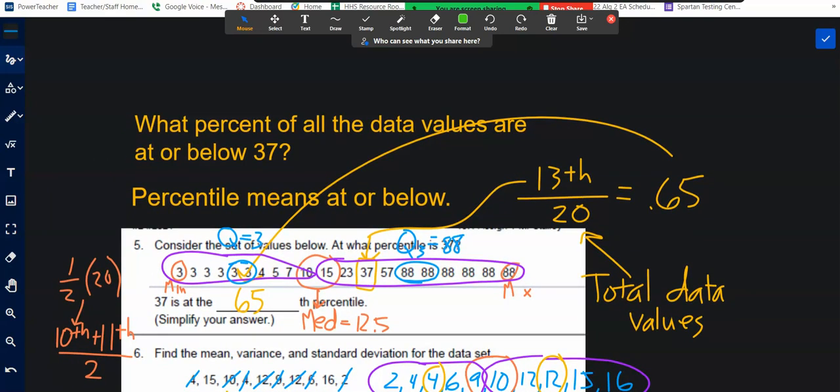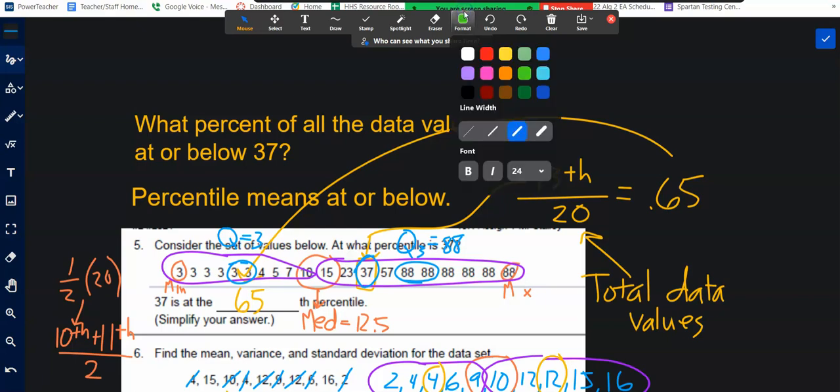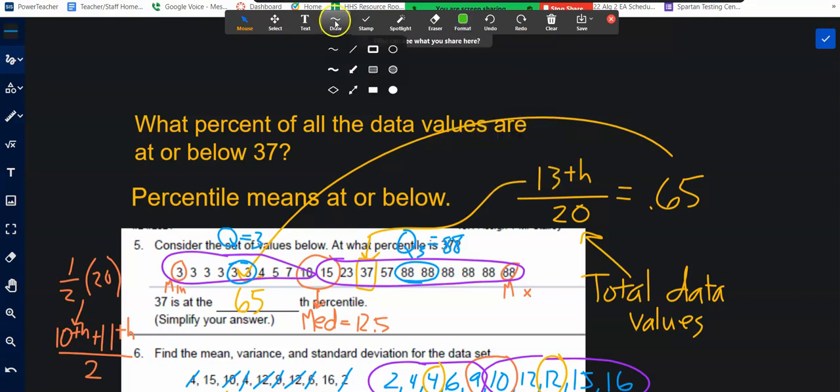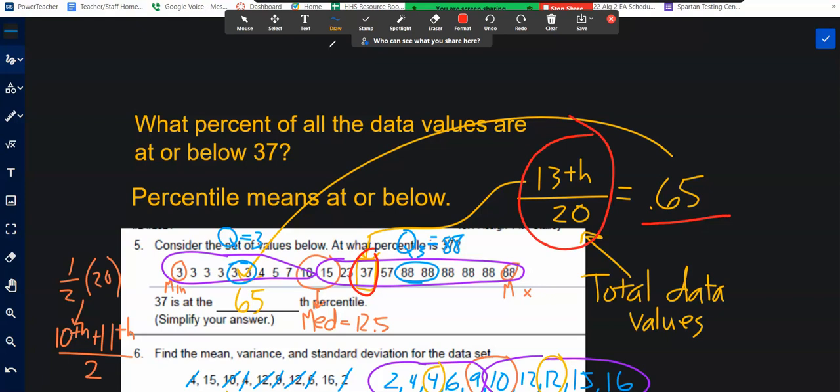Okay, what percent of all data values are at or below 37 in this data set? Percentile means at or below. So in this number 5 here, we have the number 37. Okay, 37 is right there. That's 13 out of 20, which is 0.65, which corresponds to 65%. The 20 is the number of data values.